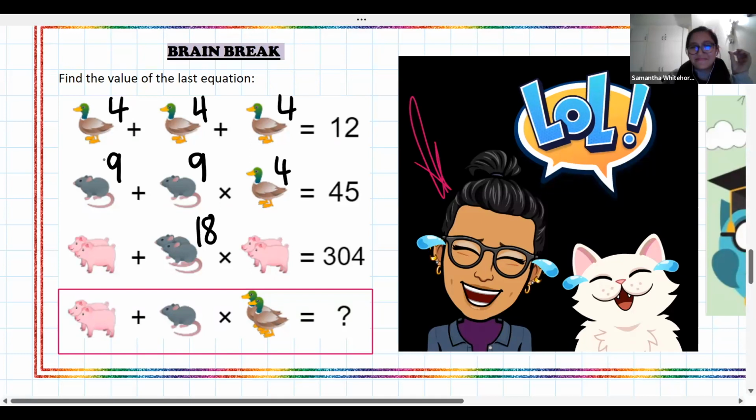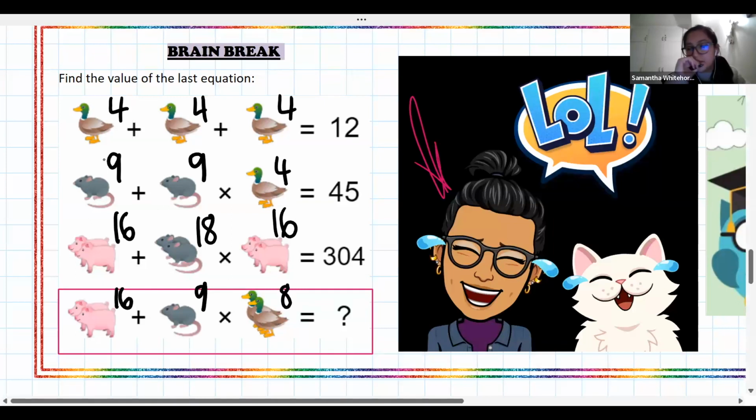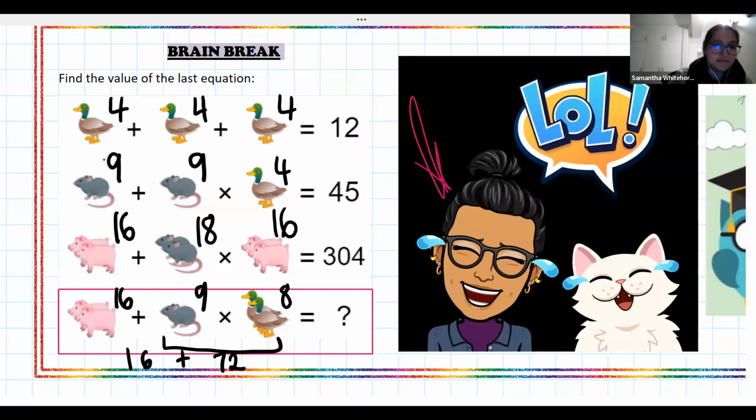For the pigs, I did the same process as I did with the rats. I just kept juggling around numbers. I started from 10, and then I got to 16. So I said 16 plus 18 times 16 gave me 304. Then I saw that there were 2 pigs on the last one, plus 1 rat, which is 9, multiplied by 2 ducks, which is 8. So I said 9 times 8, which gave me 72. Then I said plus 16, which gave me 88.